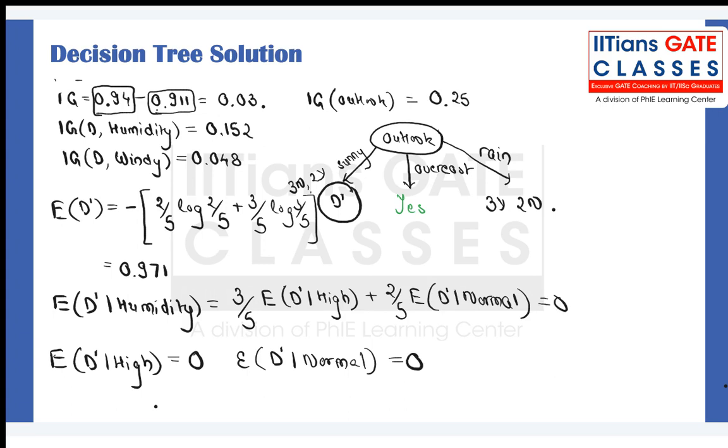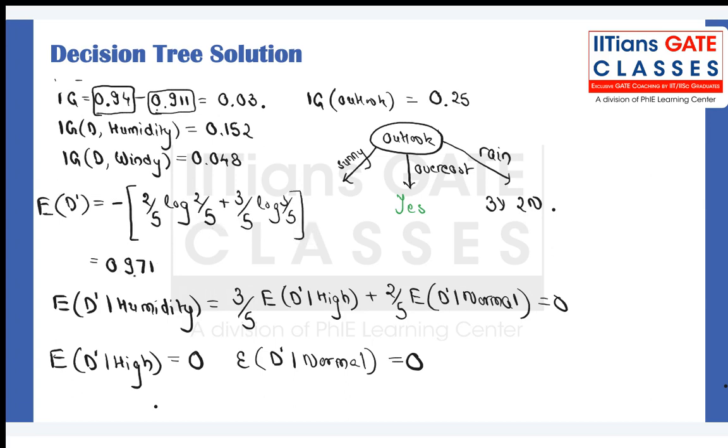In fact, this is 0. If it is 0, that means it's a very pure node, and I can replace this d dash with a decision node. Okay, decision node is just a term I said now. There's no specific term. What I wanted to say was I found the split. Okay, so this is nothing but your humidity.